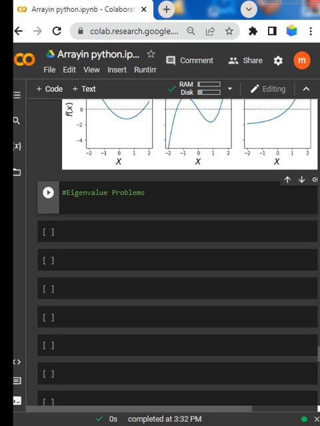So if I write Ax = λx, where A is an n cross n square matrix and x is an unknown vector, and λ is the unknown scalar. Here x is an eigenvector and λ is an eigenvalue of the matrix A.